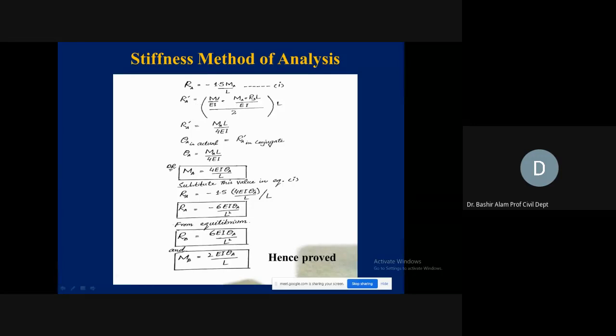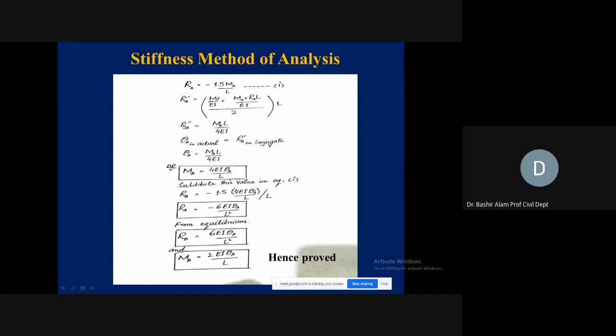So RA prime, this way we find. Now if we simplify this, RA we are going to put from equation 1 in terms of this MA. So when we solve this, RA prime will become equal to MAL divided by 4EI. And what is this now? This is actually theta in the actual structure, which will be equal to the reaction in conjugate, shear in conjugate. Now, slope in actual will be equal to shear in conjugate.